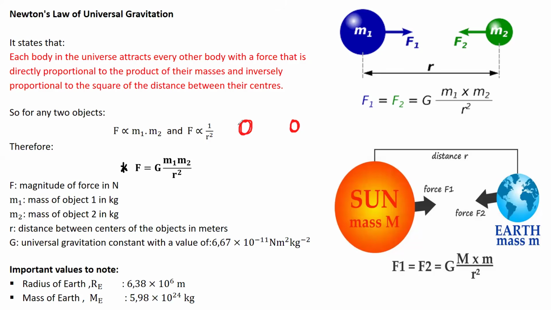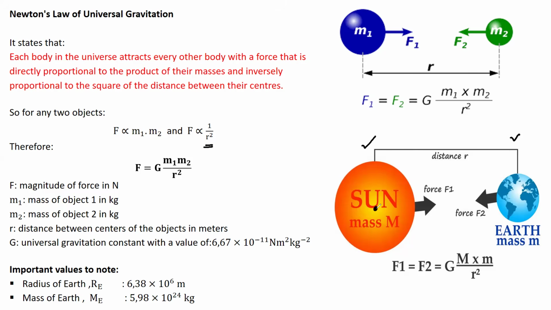Now, I need you to understand that these forces existing between objects with masses are directly proportional to the product of the masses, but inversely proportional to the square of the distance between the objects' centers. I repeat, follow me. This is the sun, and this is Earth.